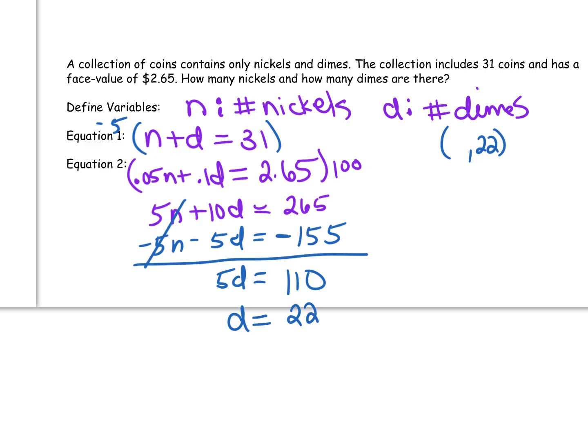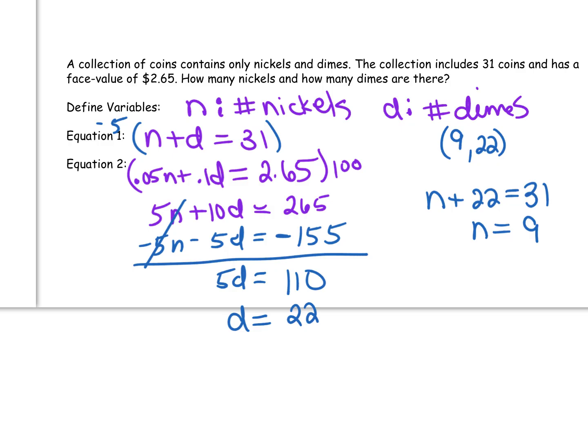Okay, now what do I do to find out how many nickels we got? So I got nickels plus 22 dimes equals 31 coins. So how many nickels do I have? So if I were to write out the statement or answer this, I would say I have 9 nickels and 22 dimes that total 31 coins and $2.65, right?